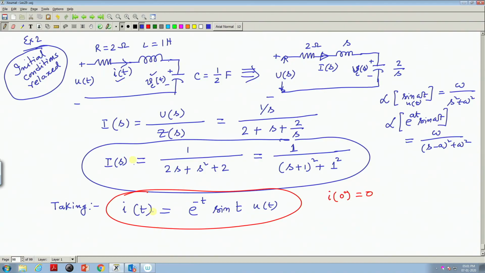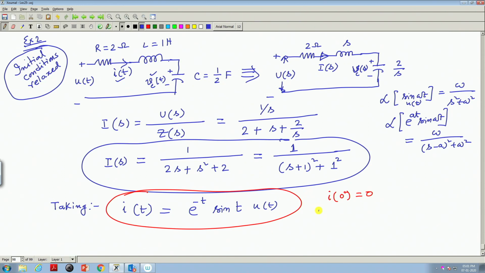We have started solving example 2 in my last class and we got the expression of i(t). This is example 2, where the capacitance value is now half farad, and R and L values are the same. I want to get the unit step response. So, the usual step is to calculate Z(s) as a series, so 2 plus this, then take the Laplace inverse and get the value of i(t).